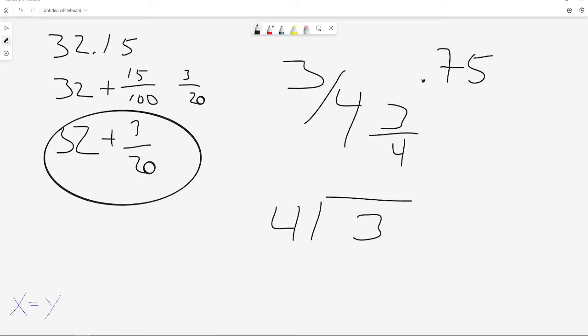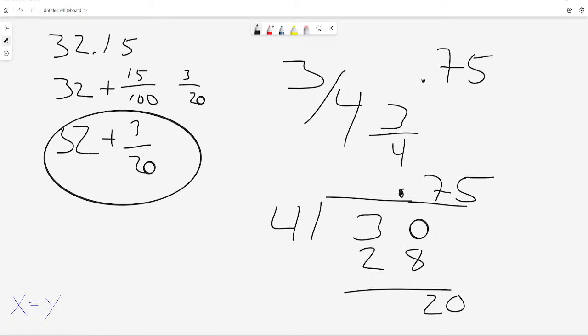So back in elementary school, we learned how to do this, division. 4 goes into 3 0 times. It doesn't fit. So we want to make a 0. Now we know 4 goes into 30 7 times. That makes 28. Remember, there's a decimal here. So we go 28. 4 goes into 20 5 times. 0.75.